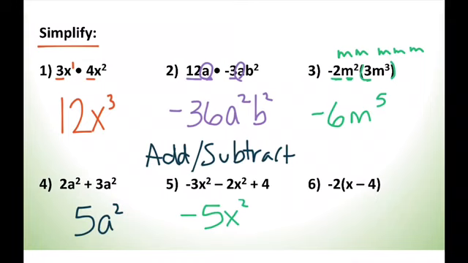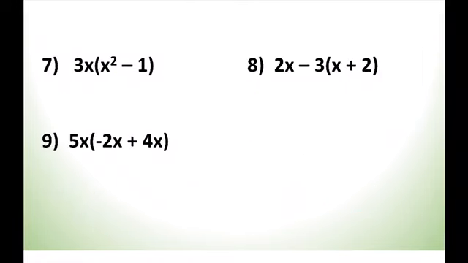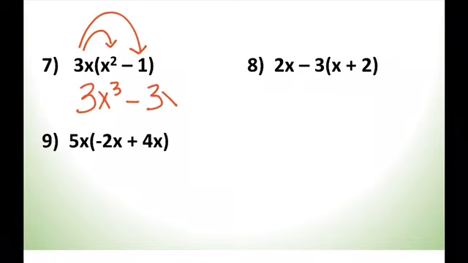Okay, and then number 6, this is using our distributive property, which we'll be using a lot today. So negative 2 times x and negative 2 times negative 4. Okay, next, number 7, again the distributive property. So 3x times x squared. So we're multiplying, we don't need like terms. I'm going to have 3x to the third power. Then I'll say 3x times negative 1. So that's negative 3x. I'm not going to do anything else because these are not like terms, and I can't subtract them because they're not like terms.